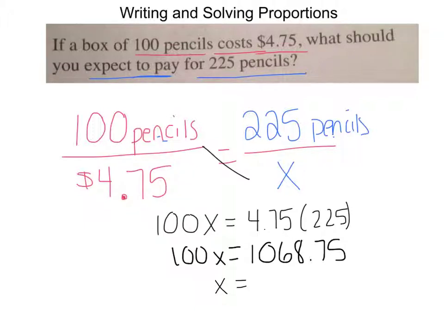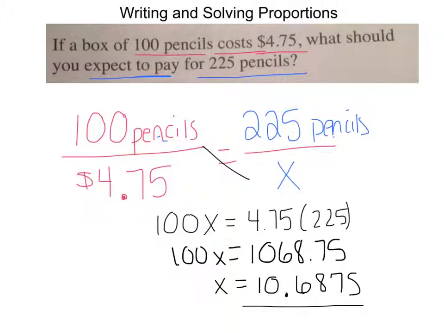And 1068.75 divided by 100 would give me about 10.6875. All right, now I need to look at this in terms of the problem, though, to make sure that my answer makes sense before I write it.